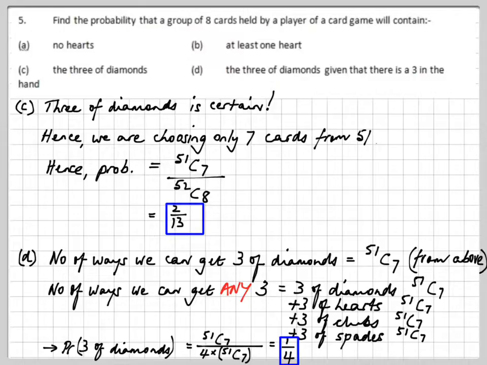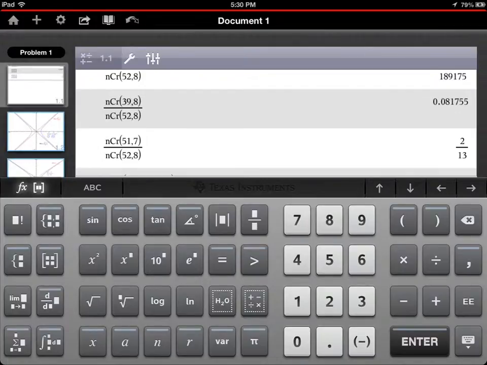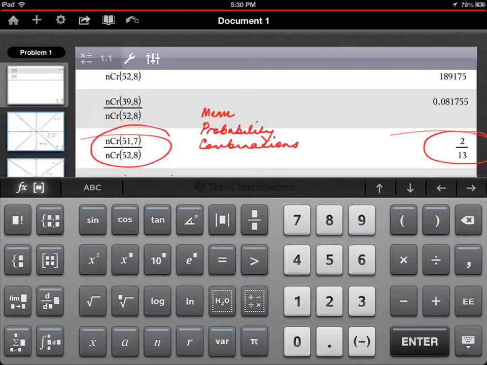I think that's all. I think I've just got a calculator dump on the next screen, just to show you how to do the calculator thing. You just go to the menu and you'll see things like algebra, calculus, probability. You select probability and there you'll see combinations. That was the one where I got 2/13ths for the 3 of diamonds. It allows you to put in the nCr thing. The n is the 51 and the r is the 7, over nCr for 52 and 8, and you get 2/13ths. It's really easy. So you go menu, then probability, then combinations.